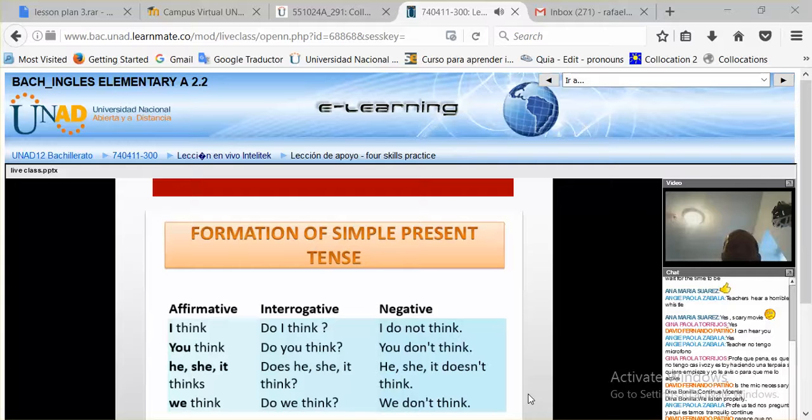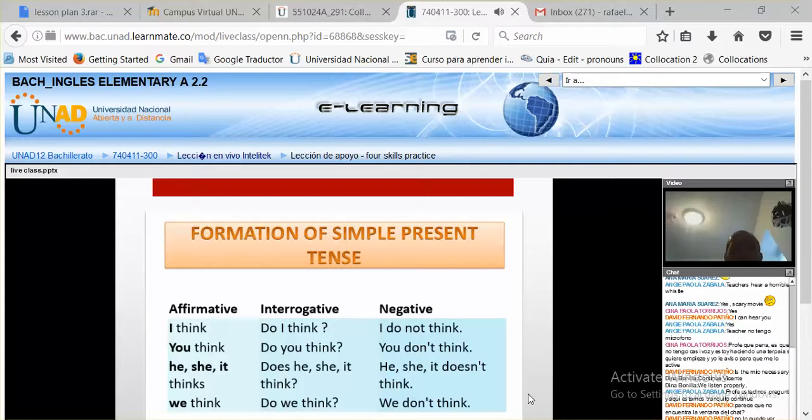Okay? These are the three basic forms of this tense, and obviously these forms are used in all the other tenses, like that: affirmative, negative, and interrogative. Okay. Does anybody have any question? If you have any question, you can type it in the screen, and I can read the question.